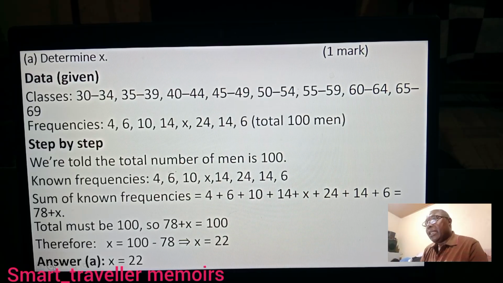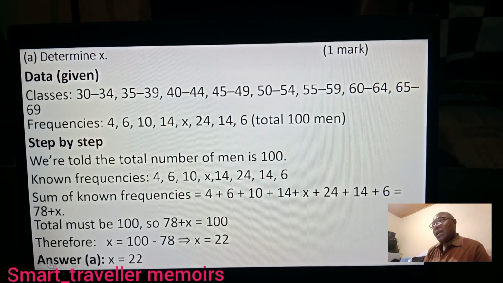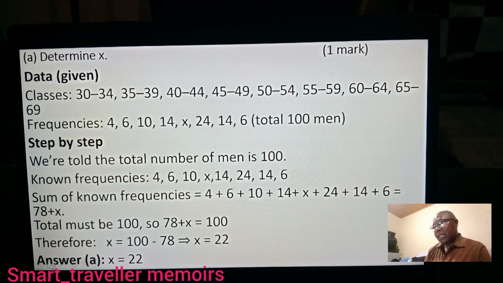So, let's answer part A, which is to determine X. And we begin, of course, by reminding you of the given data. The classes are 30 to 34, 35 to 39, 40 to 44, 45 to 49, 50 to 54, 55 to 59, 60 to 64, and finally 65 to 69. The frequencies are 4, 6, 10, 14, X, 24, 14, and 6. And you are reminded that the total number of men is 100.